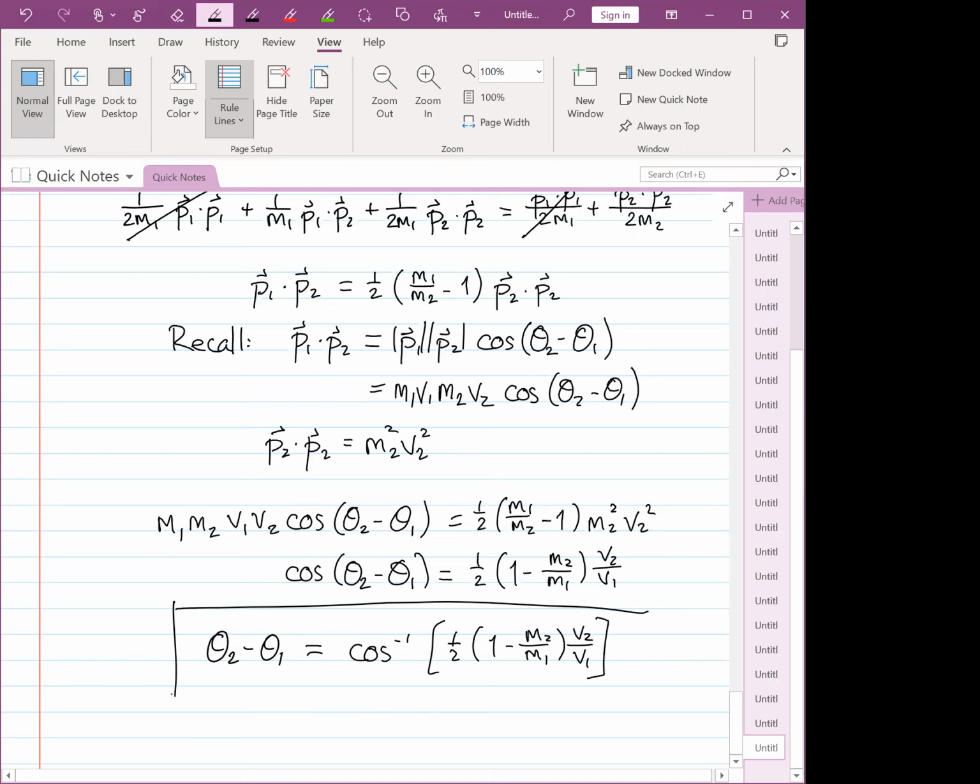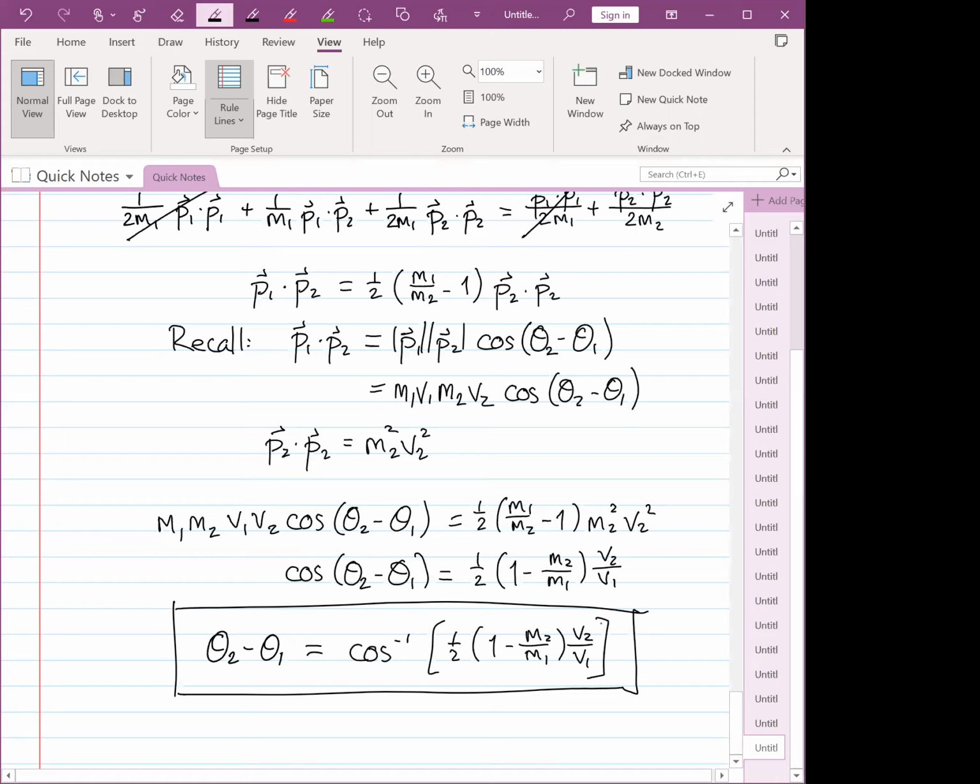And so what does this tell us? This tells us that the only things that affect the output angles are the ratio of the masses and the ratio of the final speeds. Those are the only things that affect the angle, which is kind of surprising. You might think that another thing that affects the angle is how glancing the blow is, but that's all captured by this information.